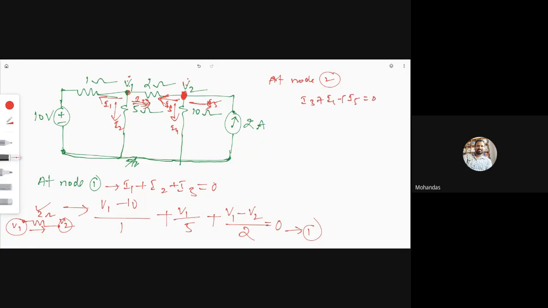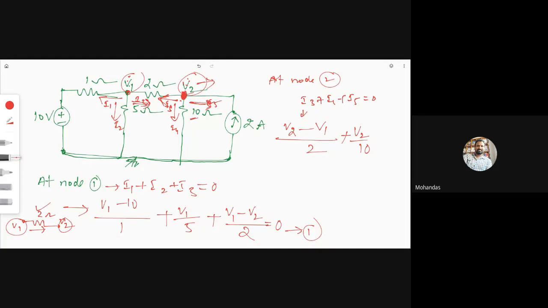Now what is I3? Previously you wrote V1 minus V2, but we are writing the nodal equation at this node, so this voltage will be greater. Wherever you are writing the nodal equation, that voltage will be greater. In this case, this current I3 will be V2 minus V1 by 2. Next, plus this current is how much? V2 by 10.